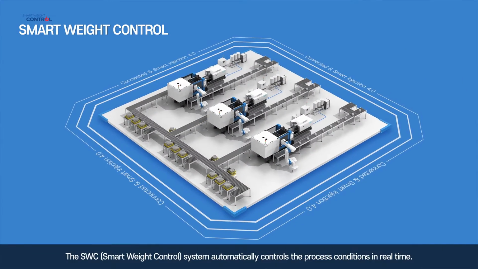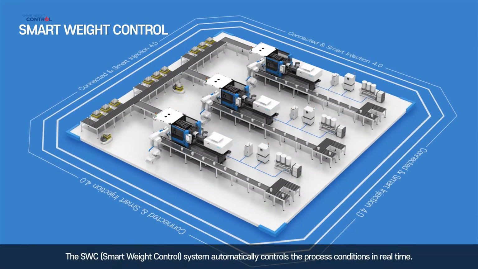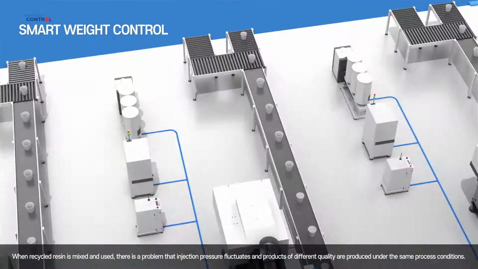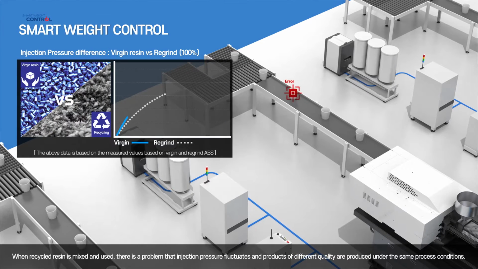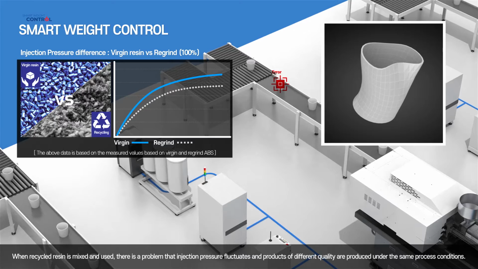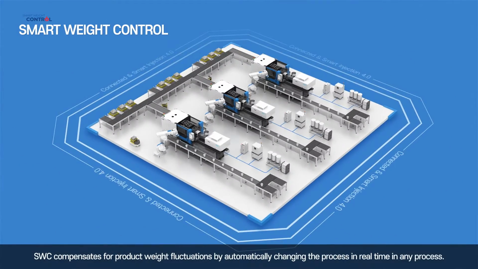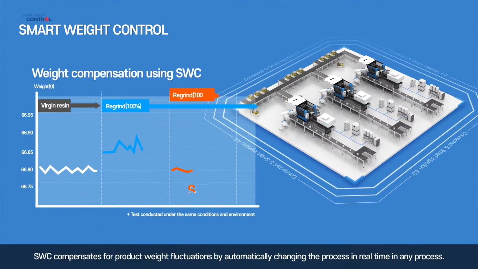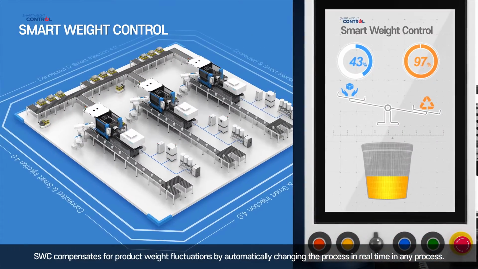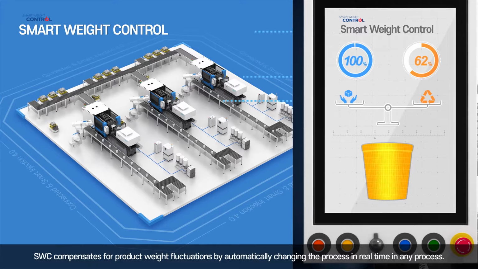The SWC Smart Weight Control system automatically controls the process conditions in real time. When recycled resin is mixed and used, there is a problem that injection pressure fluctuates and products of different quality are produced under the same process conditions. SWC compensates for product weight fluctuations by automatically changing the process in real time in any process.